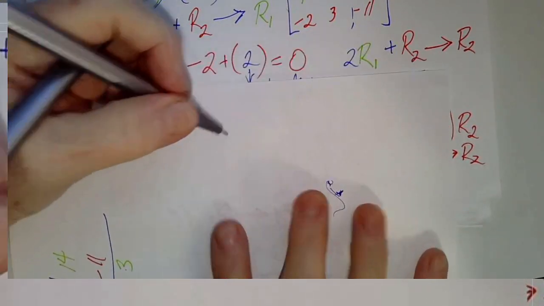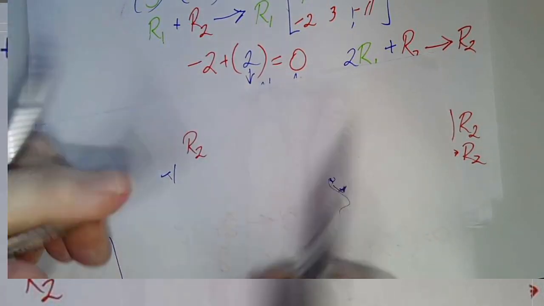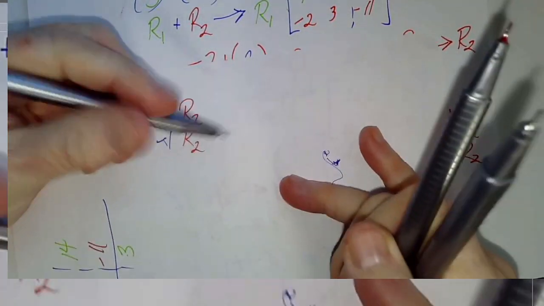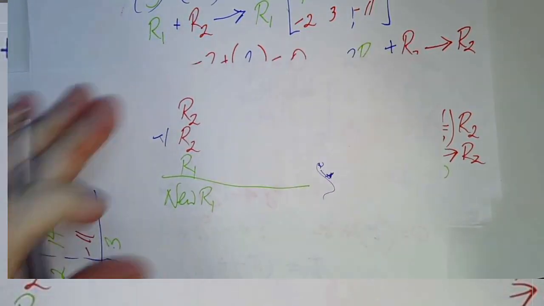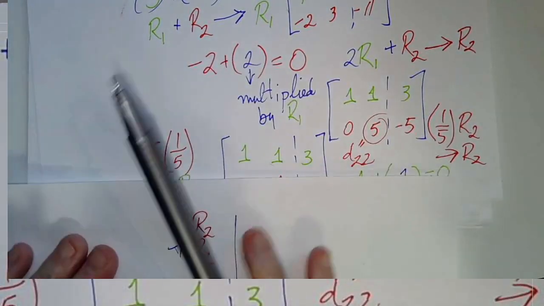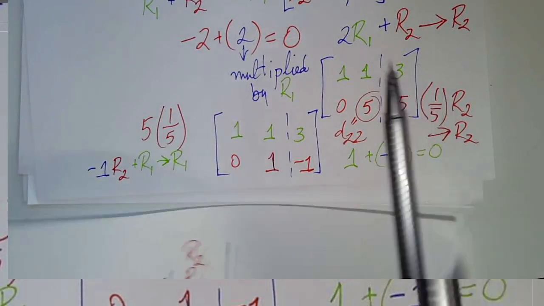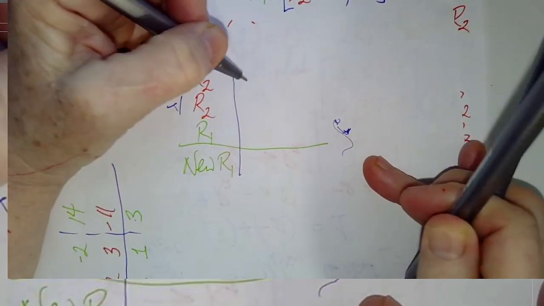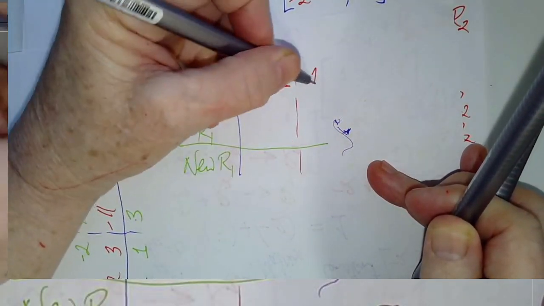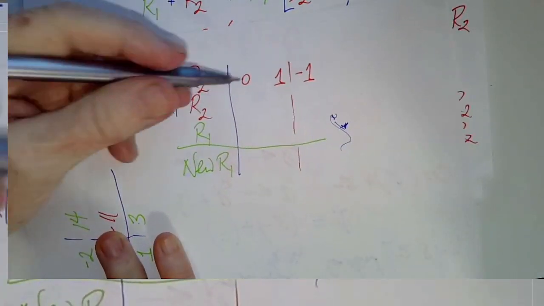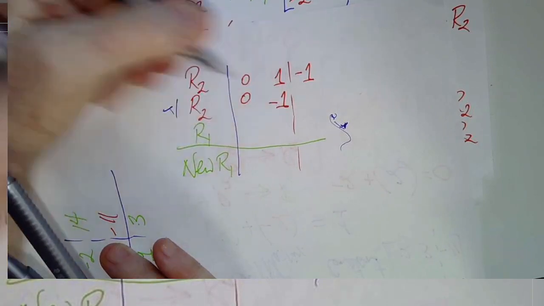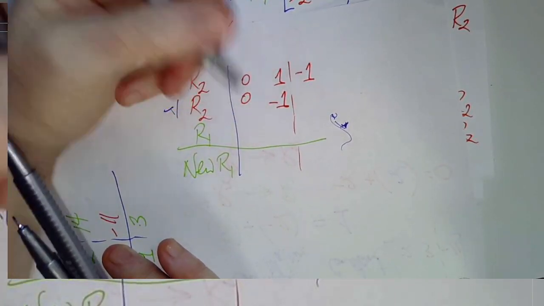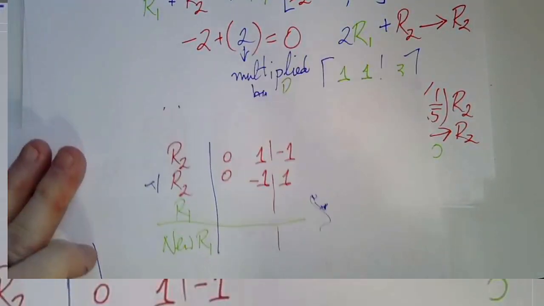So we have row 2, negative 1 times row 2, row 1, and then new row. What is row 2 right now? There it is. 0, 1, negative 1. Down. 0, 1, negative 1. And we want to multiply everything in that row by negative 1. So let's see. Negative 1 times 0 stays 0. Negative 1 times 1 is negative 1. Negative 1 times negative 1, two negatives make a positive, 1 times 1 is positive 1, okay? Row 2 is 1, 1, 3.